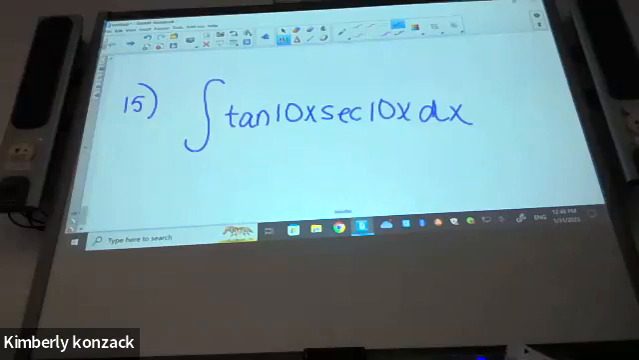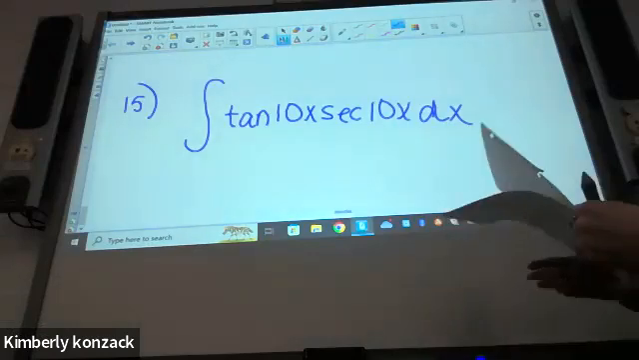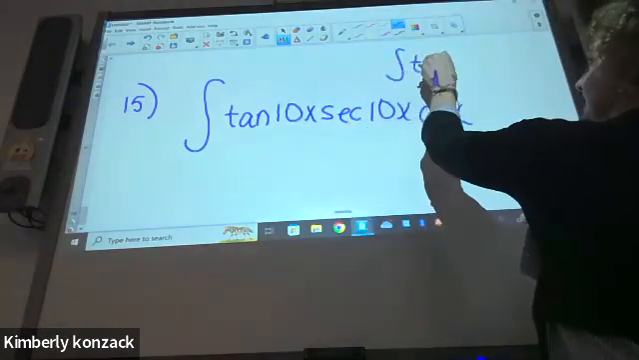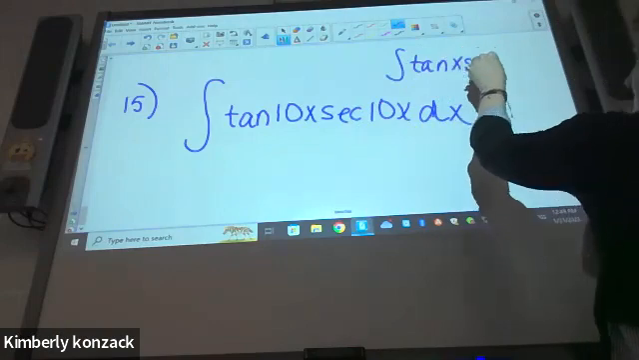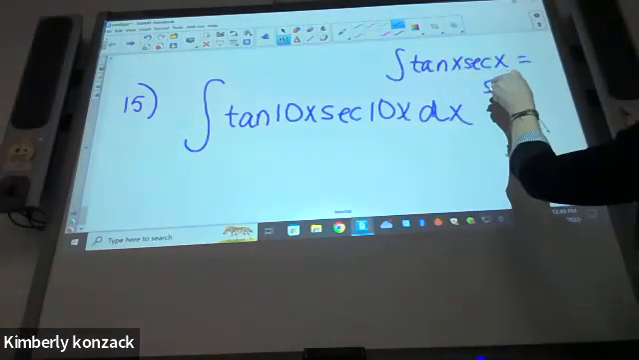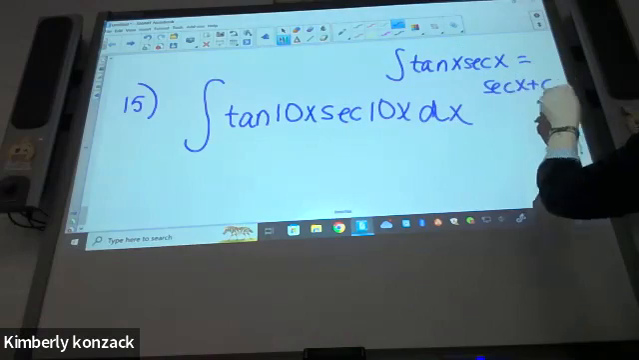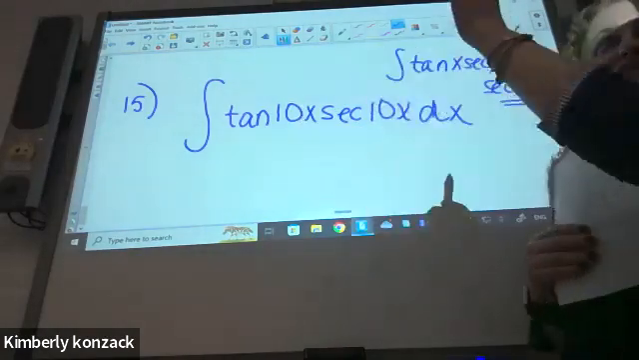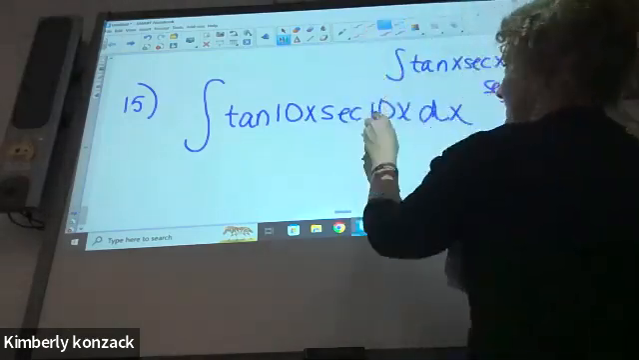Yeah, okay. So the integral of tangent secant is what? Integral of tangent secant, so that tells you something, right? Because if you just said the integral of tangent x secant x, it's secant x plus c, right?